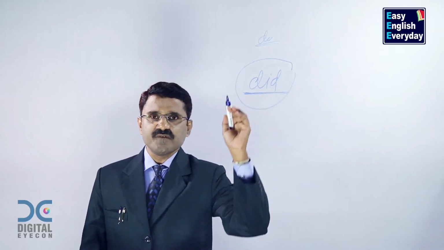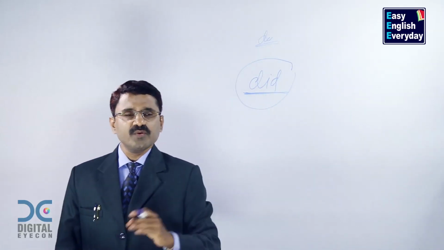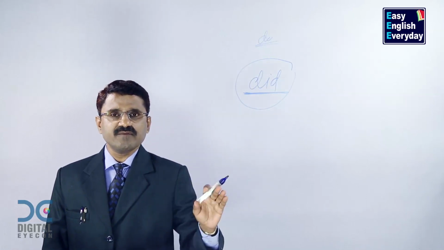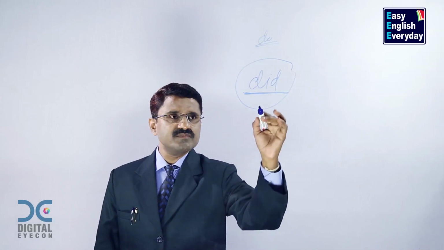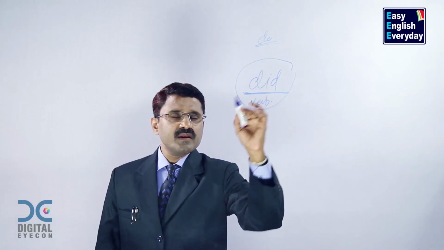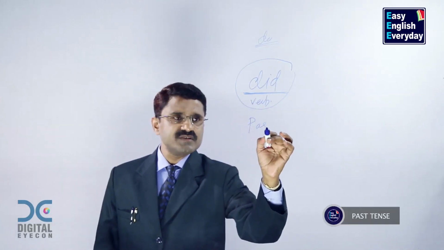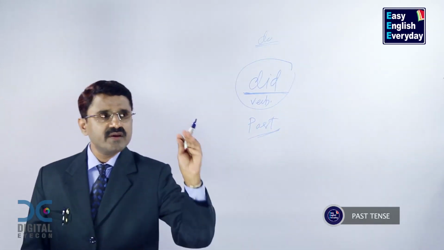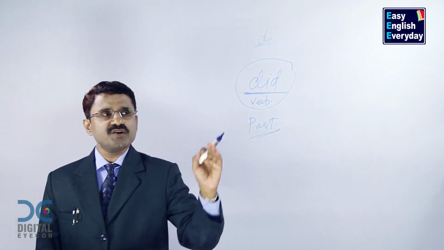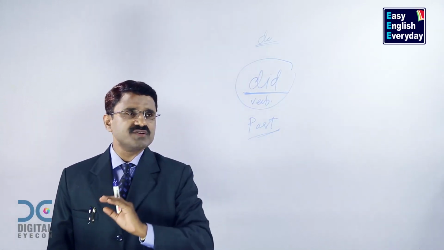Did is a verb in English language. You need not call it an auxiliary verb or a main verb. Don't get carried away by the terminology. Call him a verb. That is enough. Now, he indicates past tense. He is a past tense specialist. He always indicates past tense. He should be used only for past tense.